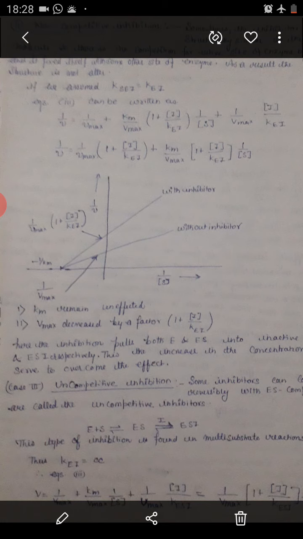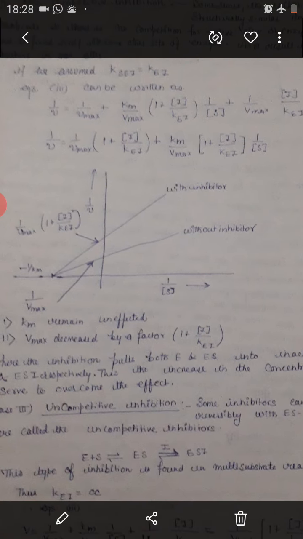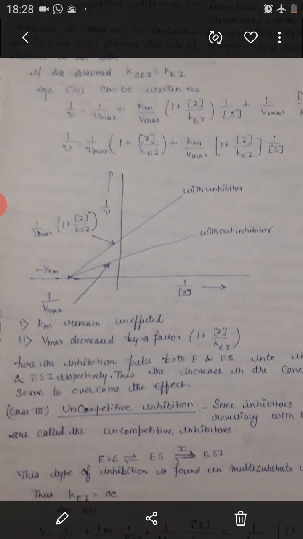So putting this value in the previous equation, we get 1 by v, that is y, is equal to 1 by Vmax (1 plus [I]/KI) as the intercept, and Km by Vmax (1 plus [I]/KI) as the slope. Again plotting 1 by v against 1 by [S], the concentration, we get this plot. See, Km remains unaffected. The last point on the minus x axis, that is the Km, remains unaffected, but the Vmax is decreased by a factor of 1 plus the concentration of inhibitor divided by KEI.